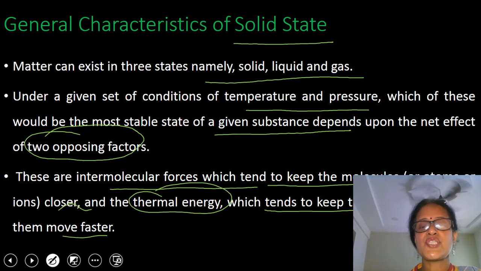First factor is intermolecular forces. Intermolecular forces tend to keep the particles closer. Particles may be molecules, atoms or ions. And the second factor is thermal energy. Thermal energy tends to keep the particles apart by making them move faster. If a substance exists in solid state, it means the magnitude of intermolecular forces is greater than the magnitude of thermal energy. The same concept we can apply to other states of matter as well.